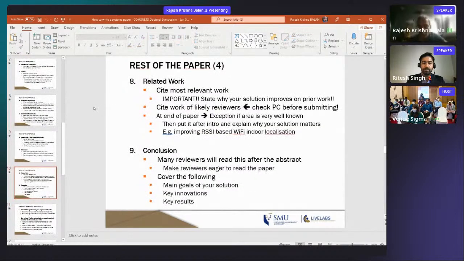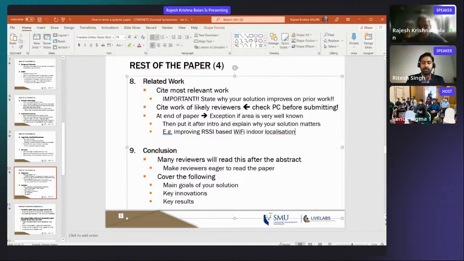And then related work. Related work is important just to point out to the reviewers that you understand where your work falls in relation to prior work. Okay, there's 2 things in related work you must have. You need to have all the most important work. Otherwise, the reviewers immediately believe that you don't understand the area. And you should also cite work of likely reviewers.